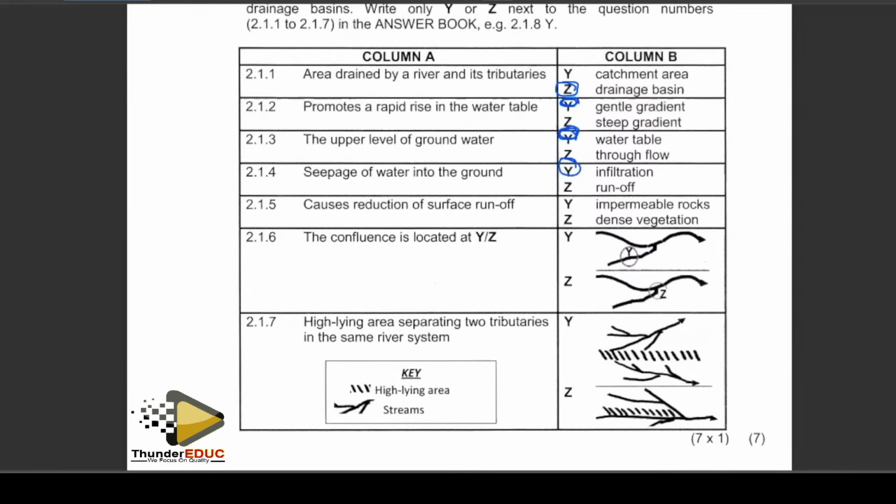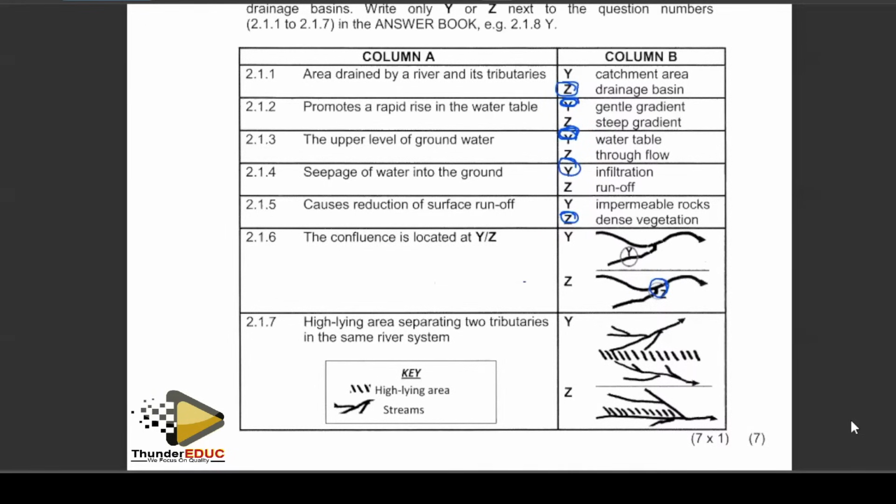Causes reduction of surface runoff. What causes the reduction of surface runoff? If we have dense vegetation, the vegetation is responsible for loosening the soil and promoting infiltration, which means when there's more infiltration, there's less surface runoff. Move on to the next question. The confluence is located at what? A confluence, you know, it's a joining point of two streams. So a confluence is at Z here. That is where the streams are joining.